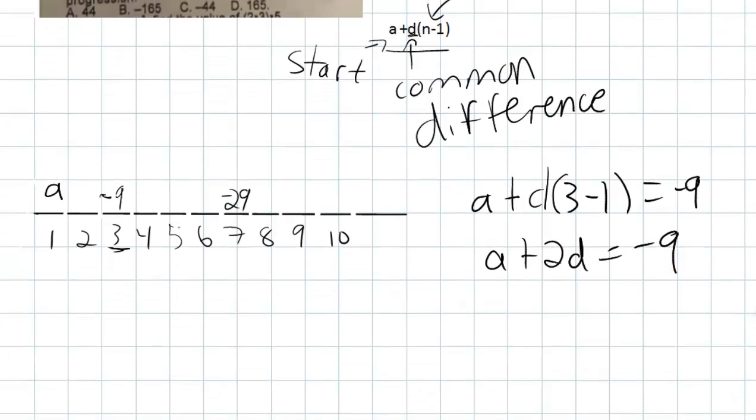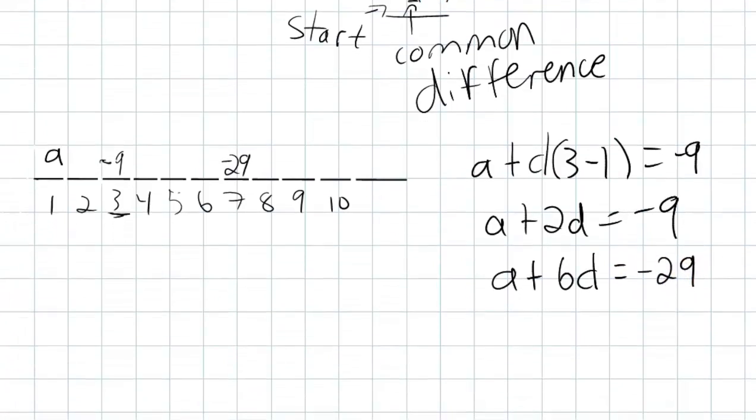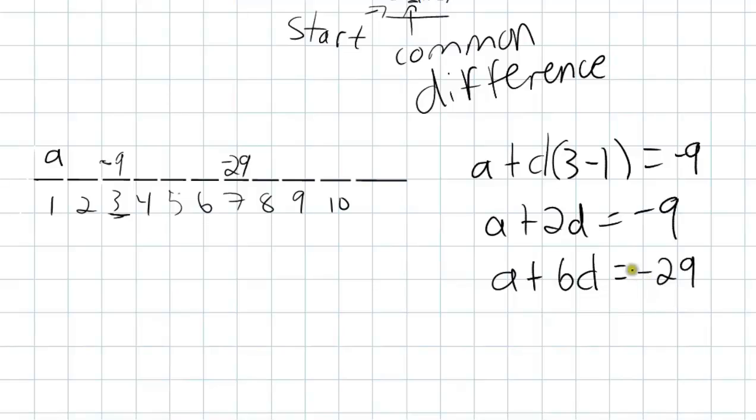Okay, and then we're going to set up the same equation, but this time using the seventh term, which is -29. So a plus, and so 7 minus 1 is 6, so it'll be 6d is equal to -29. Okay, and now we can use these two as a system of equations to solve for one of the variables.